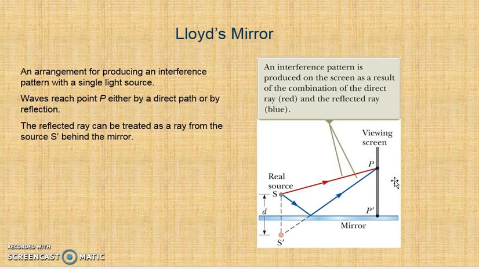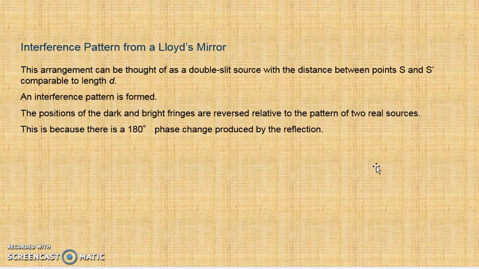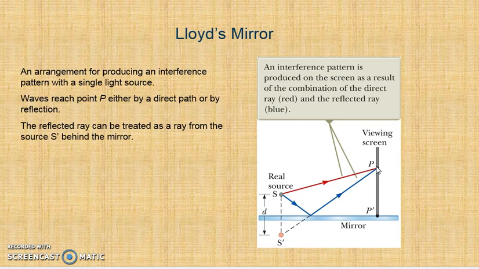And in Lloyd's mirror, light waves from the real source and a virtual source S prime, which is due to reflection from the Lloyd's mirror, will superpose and produce bright and dark bands on the screen. In this method, the positions of the dark and bright bands are reversed relative to the pattern of two real sources because there is a 180 degrees phase change produced by the reflection at the Lloyd's mirror.